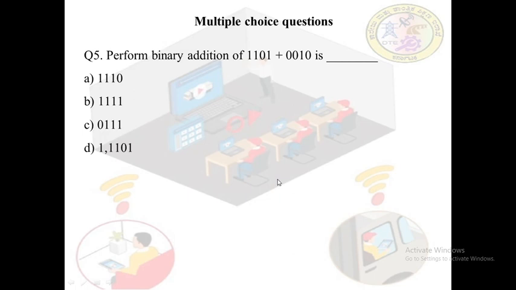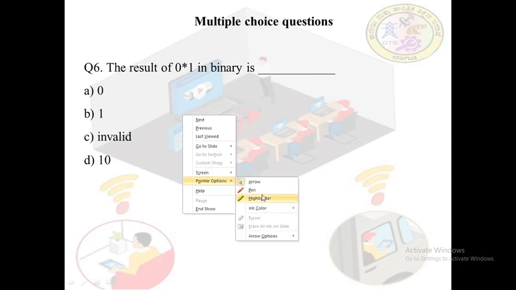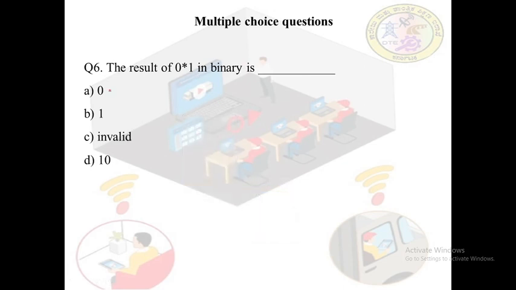Next, question 5, perform the binary addition of 1101 with 0010. So very simple one. 1 plus 0 is 1, 0 plus 1 is 1, 1 plus 0 is 1, 1 plus 0 is 1. So option B is the right answer for the fifth question. The result of 0 multiplied with 1 in binary is, very simple. When 0 is multiplied with 1, the answer, whether it is in binary or in simple arithmetic operation, it is 0 only. Option A is the right answer.